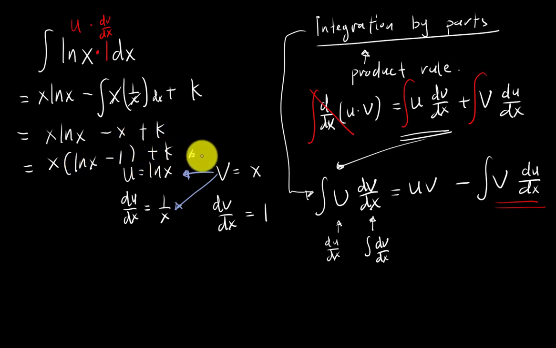Alright, this is how you integrate ln x. You have to use the formula called integration by parts. In this case, it is very important that you multiply by 1 yourself, and you have to make sure you shouldn't assume the 1 is u, because it's very hard for you to integrate ln x.